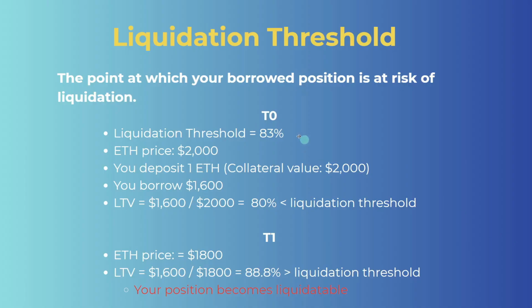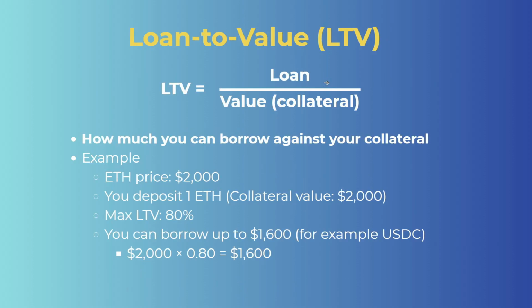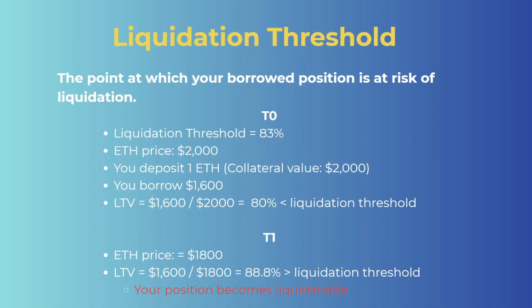The liquidation threshold is the point where your borrowed position is at risk of liquidation. What does it mean? So we have this ratio, loan to value. If the value of the collateral that you have provided goes down, or the loan goes up, your loan to value ratio will increase. This means that you risk being insolvent. So the platform goes at risk.